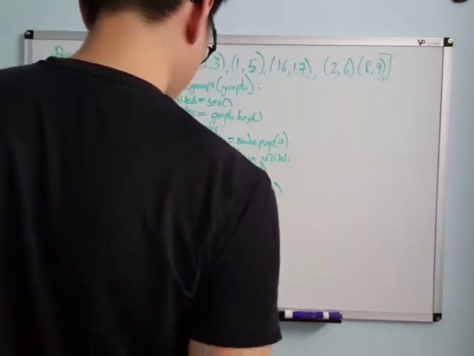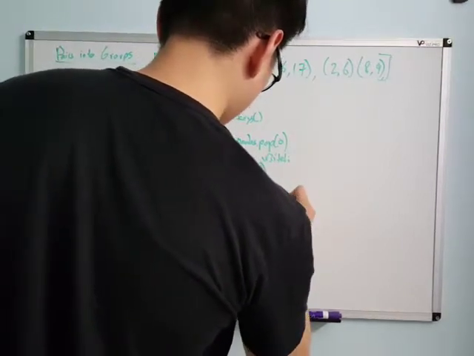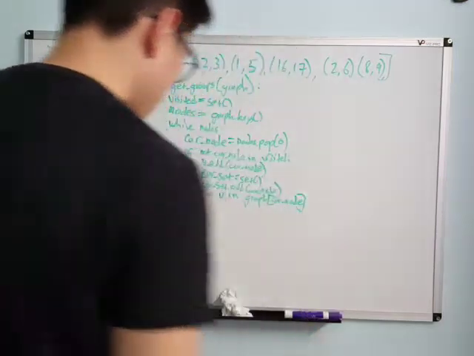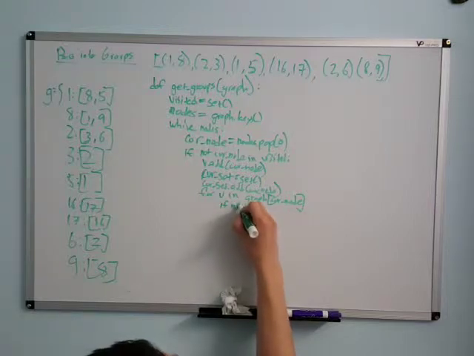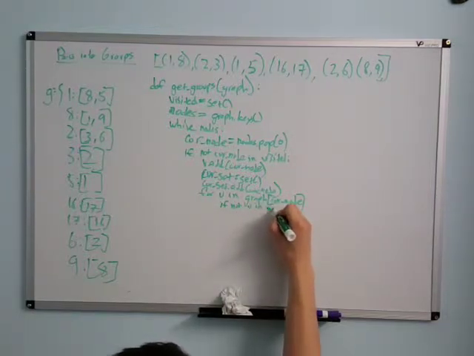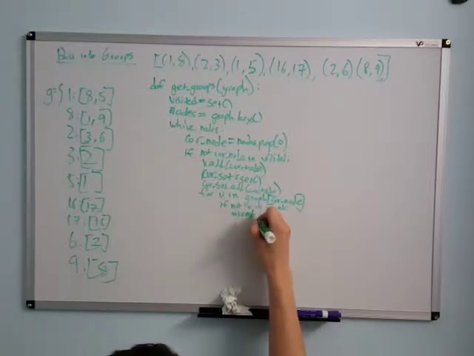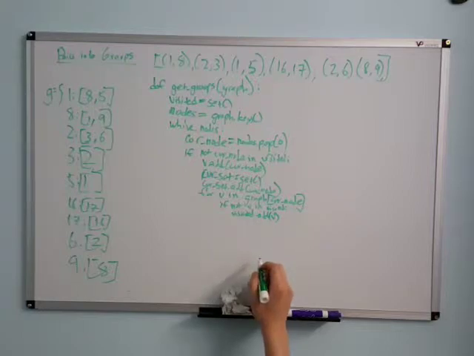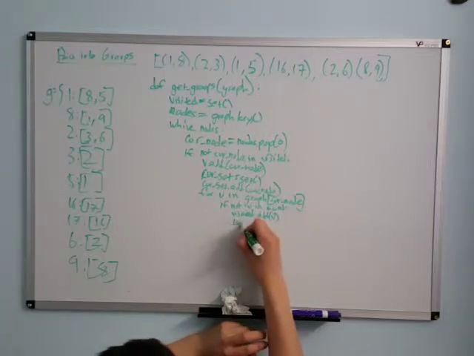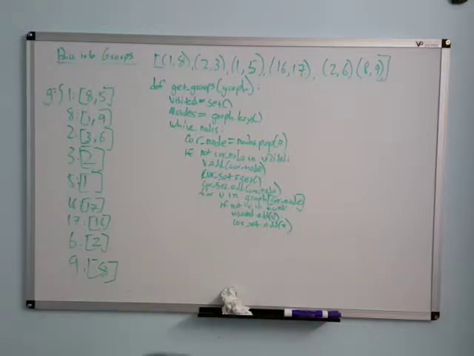For v in graph of cur node, if not v in visited, visited.add v, and then cur set add v as well. Right, so what does that give us?